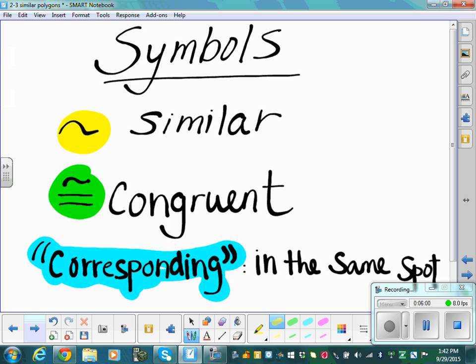All right, now before we get started in the practice, you need to know the symbols. So this is the symbol for similar. It's a little squiggly. This is for congruent. We've been doing congruent for a while now, right? Congruent means equal. There's an equal sign with a little similar sign above it.